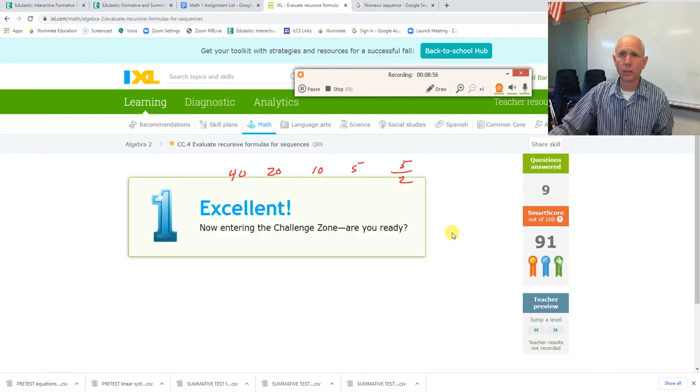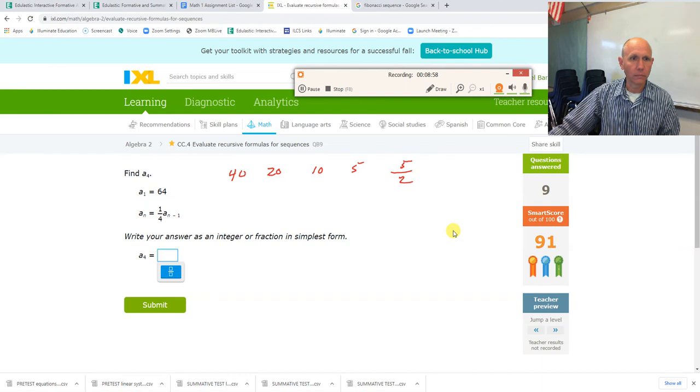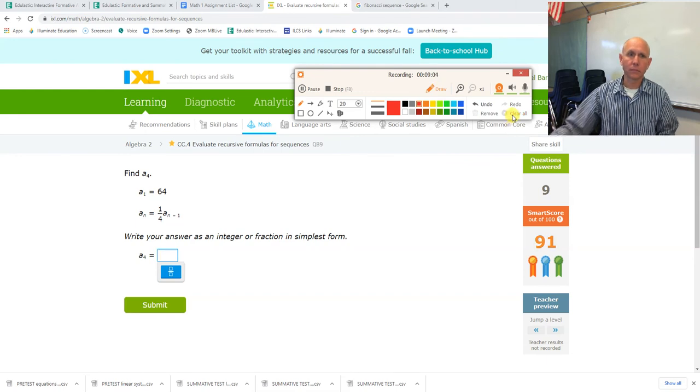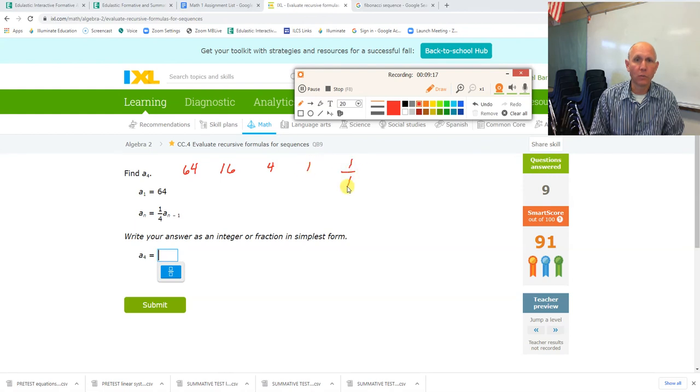Challenge zone. There's no challenge here. This is just fourths. 64 divided by 4 is 16. So it starts at 64. 16 divided by 4 is 4. 4 divided by 4 is 1. 1 divided by 4 is 1/4. 1/4 divided by 4 is 1/16. Got to go out to the fourth term, so 1. So it's just a 1.